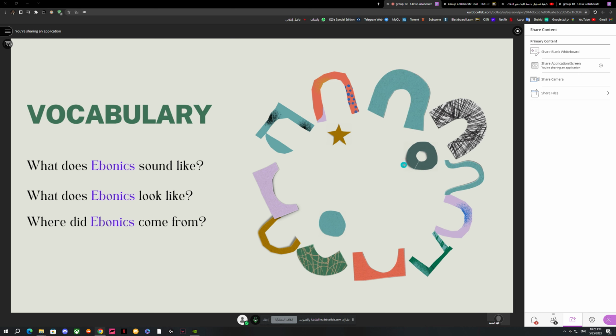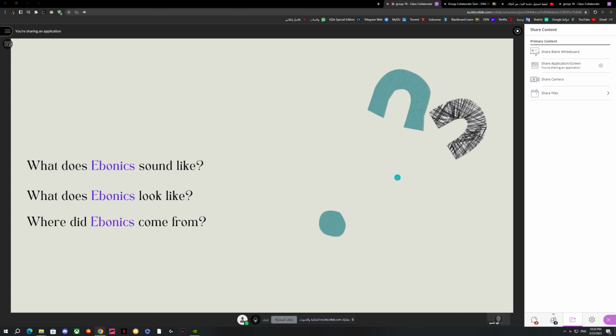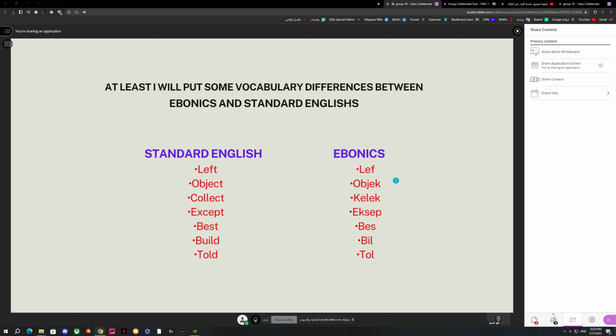Vocabulary. What does Ebonics sound like? What does Ebonics look like? Where did Ebonics come from? Standard English versus Ebonics. Some examples: lift, object, collect, and others.